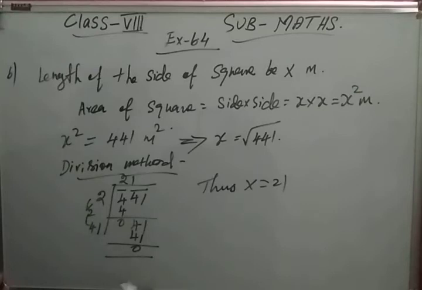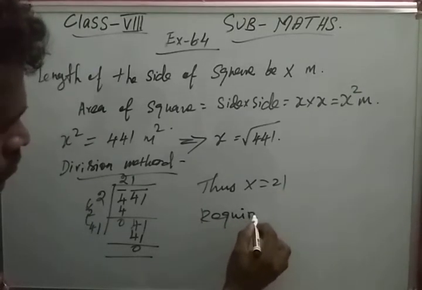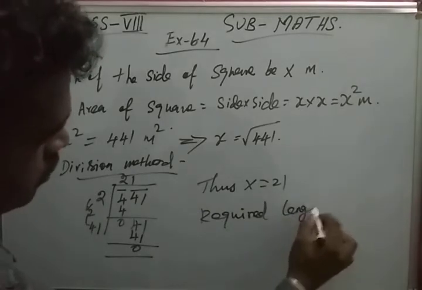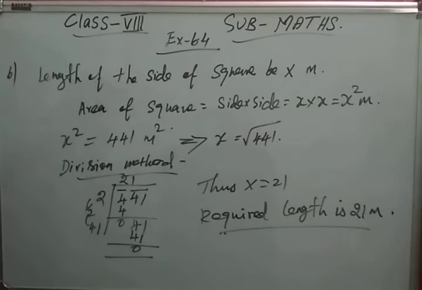x is equal to 21. Required length is 21 meter. Understood?